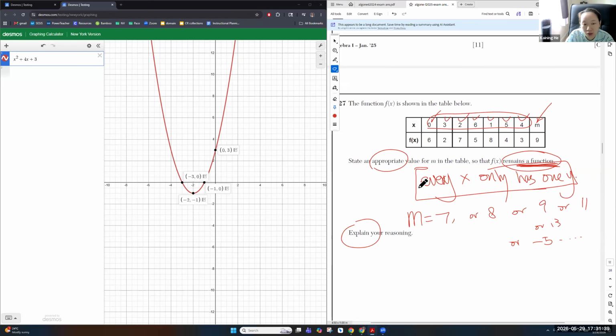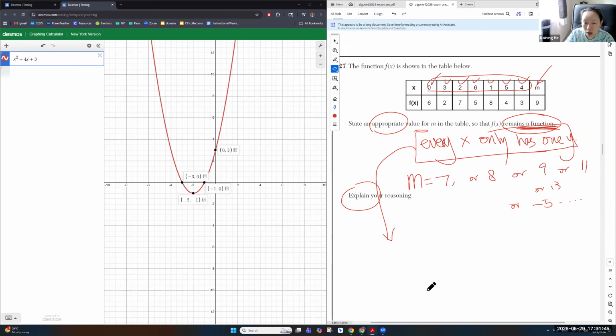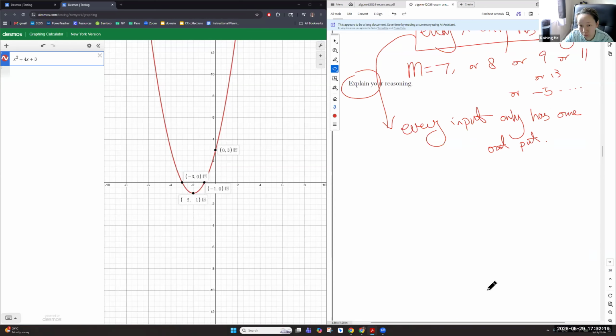And then the next one they ask you to explain. So that means this should be going here. You're going to say every x only has one y to be a function, or you can say every input can only have one output. Just making sure that none of these numbers are duplicated. So I think every input only has one output, that's going to be a better solution. Every x only has one y, every x only has one f of x, every input has only one output. We have seen this so many times in our 8th grade state tests. So make sure this sentence is the one that you remember.